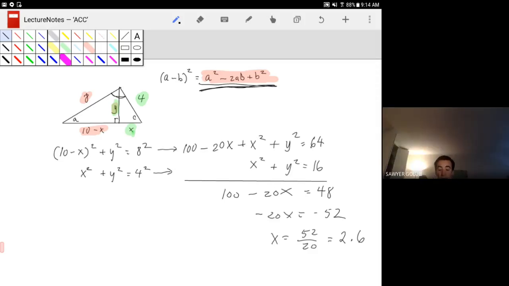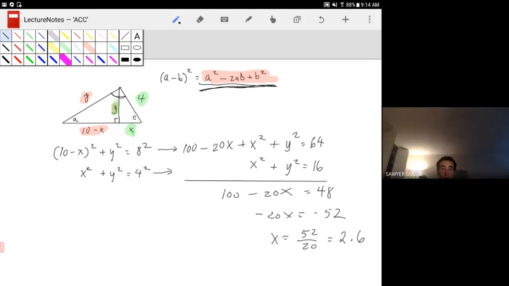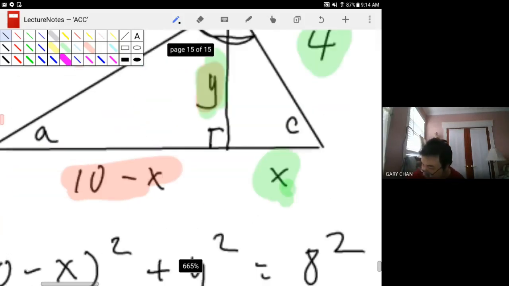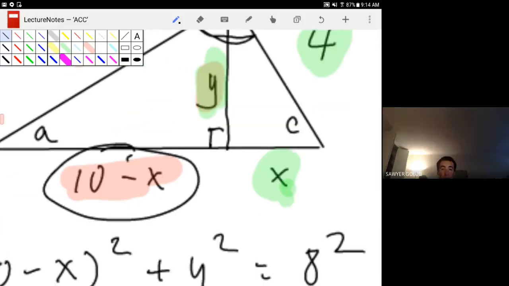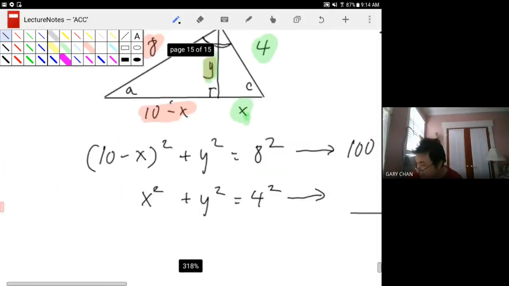Could you just do 10 minus 2.6? 10 minus 2.6, because we found out what x is. By doing 10 minus 2.6, we'll just be figuring out what this side length over here is, right? Yeah, I mean, yes, you can do that. Sure, let's do that. 10 minus 2.